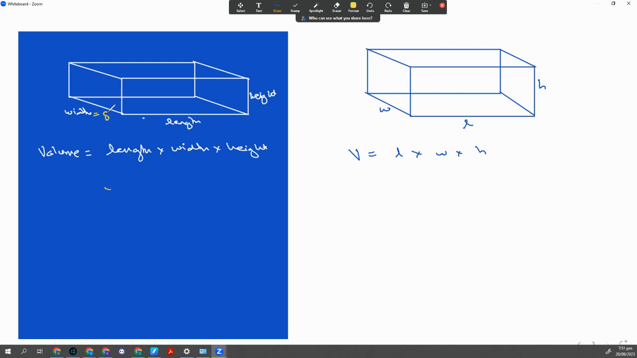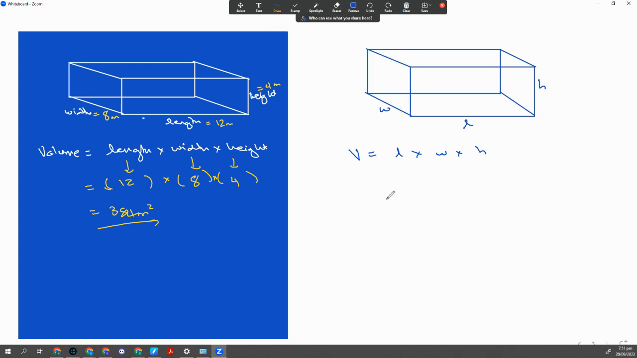Over here, let's give this 8 meters. Let's make this 12 meters. And let's make this 4 meters. And so the volume for this will become length, which is 12, times the width, which is 8. That's 96, times the height, which is 4. And what is 96 times 4? 96 times 4 is 384. 384 meters squared would be the volume of the shape.